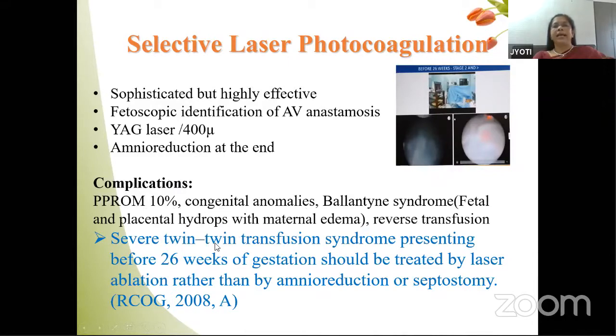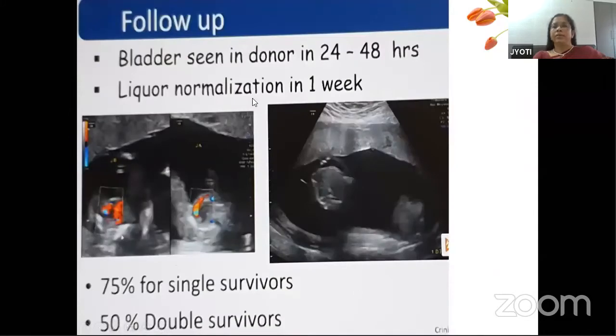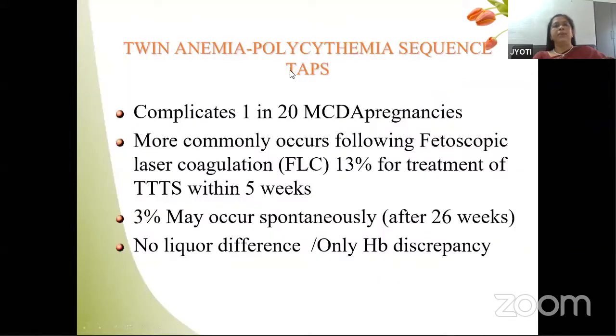But it is said that if there is a severe TTTS before 26 weeks, you should do a laser rather than amnioreduction. And after doing this procedure, you have to see whether the bladder is appearing within 24 to 48 hours, liquor is becoming normal. And if the procedure is done in well advanced centers, you have 75% survival for a single survivor and 50% for a double survivor. Coming to TAPS, that is twin anemia polycythemia sequence.